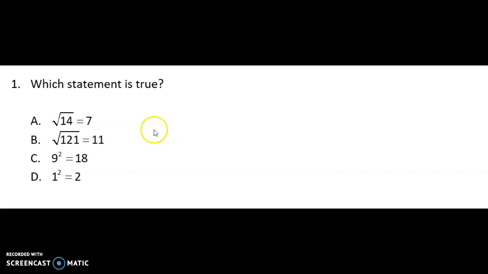In this question, we have to determine which statement is true. So we're going to start with A. A says that the square root of 14 is 7. So what that means is that if I were to square 7, I should get 14.